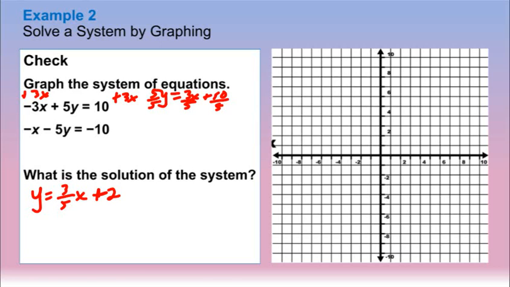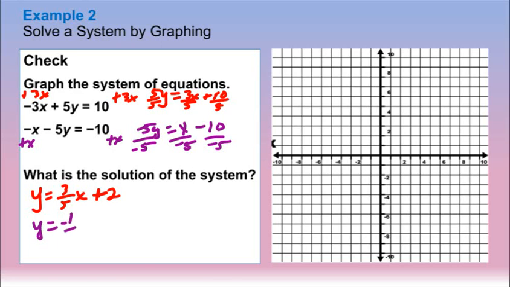And then the other one, add x to both sides. Now I have -5y equals x minus 10 divided by -5. I would have y equals -1/5 x plus 2. So now let's plot them.